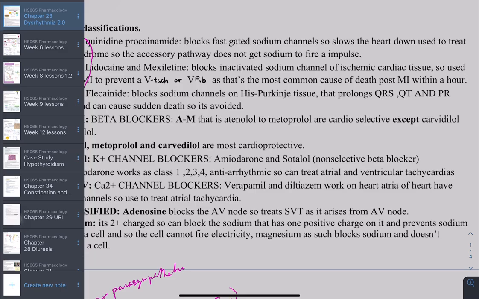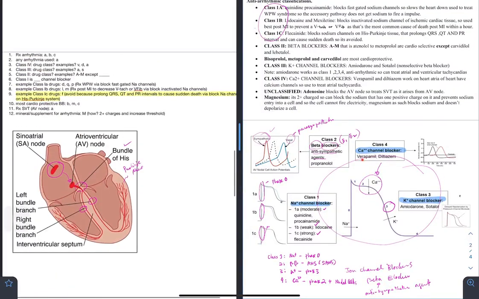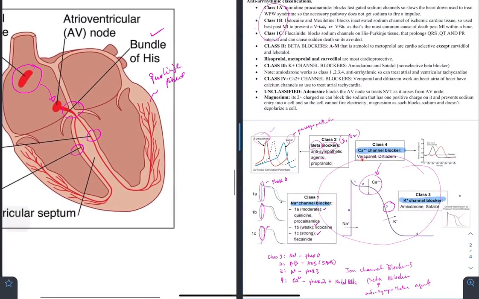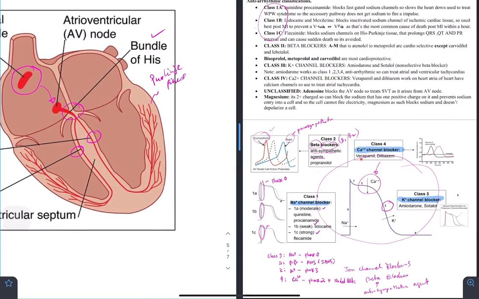And I reminded you the anatomical location of this tissue. This is the His-Purkinje tissues. This is the bundle of His, and this is the Purkinje tissues. So you can see that it covers almost the entire ventricles. For this reason, they are the strongest.